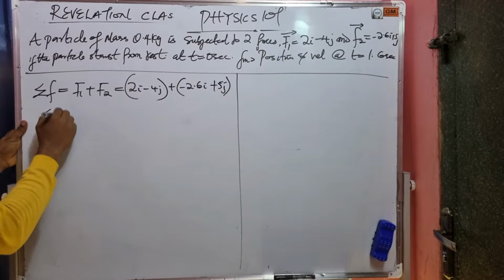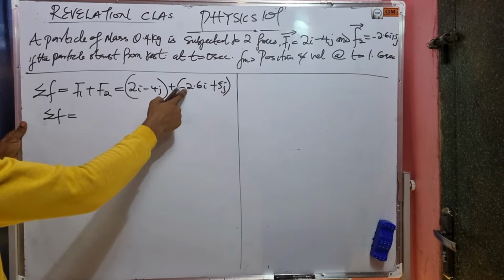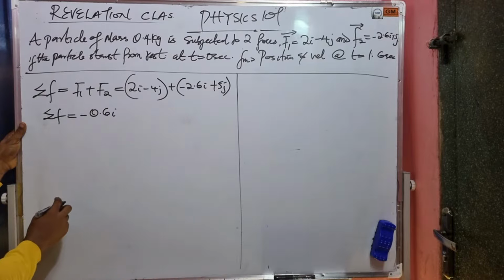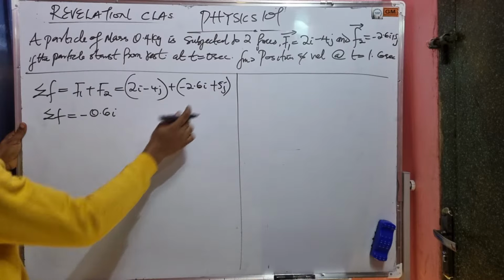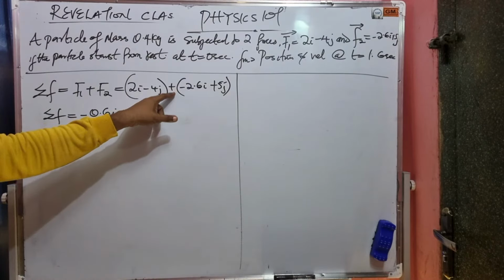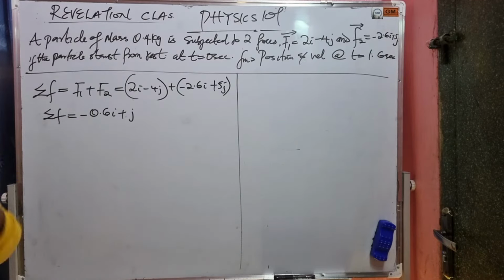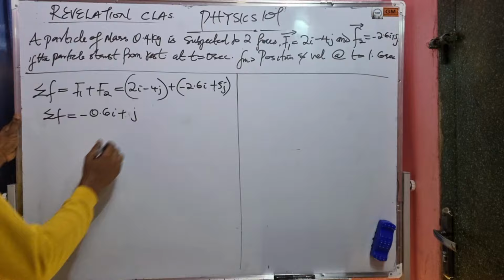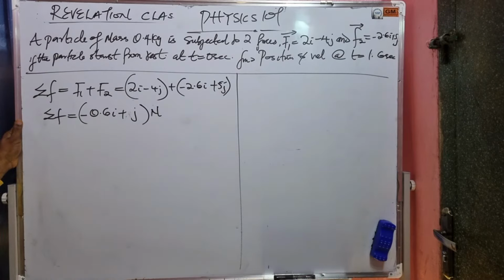So the sum of the two forces will then be, I add up 2I minus 2.6I, which gives us minus 0.6I. Then minus 4J plus 5J will give us plus J. I repeat again: 2I plus minus 2.6 will give us minus 0.6I, and minus 4J plus 5J will give us J, or 1.0J. Is that clear? All in Newton. Don't forget that all the forces are in Newton.